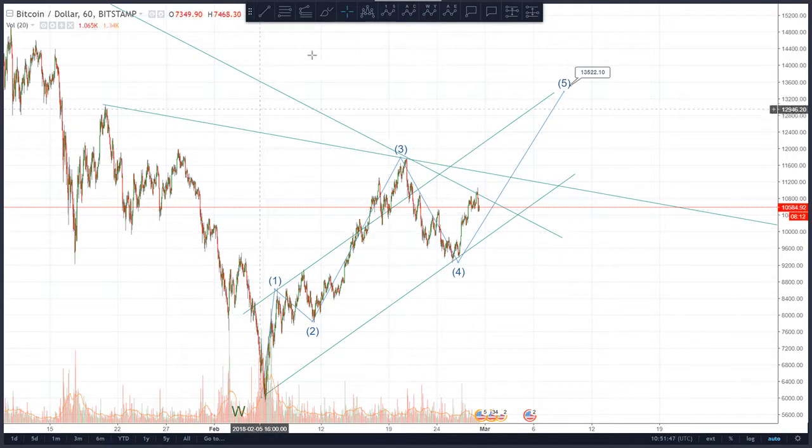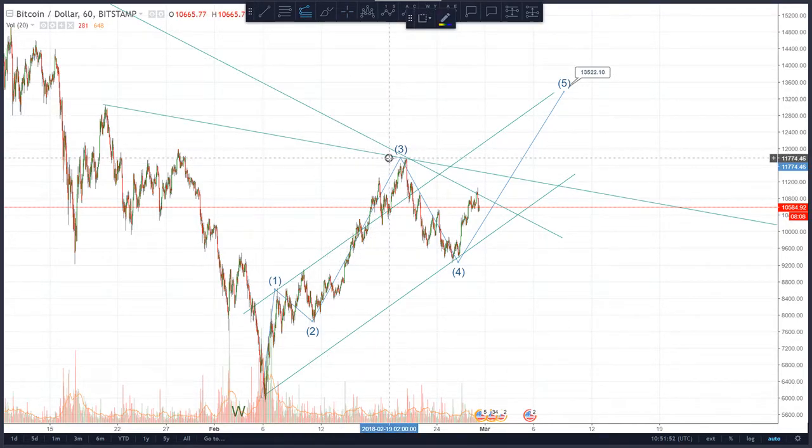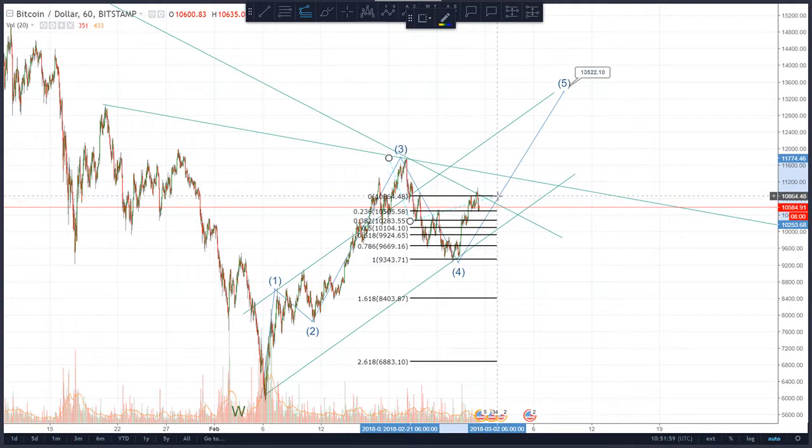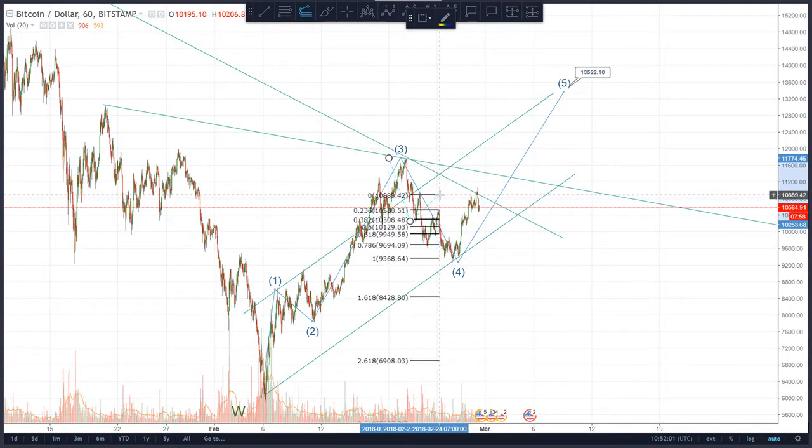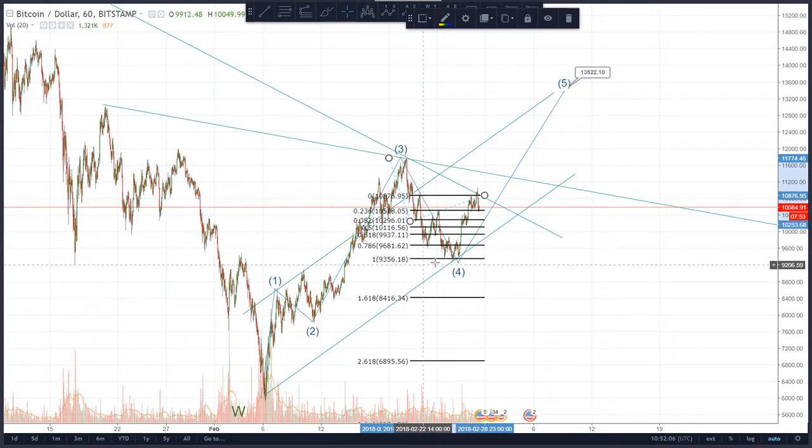Alright, so another way we can prove that this was a zigzag pattern: if that's A, B, C, so that's the first ABC, we do the X wave, so we do a fib extension from the X wave, and you can see the second ABC ended at a 1-to-1 ratio between the length of wave A and wave C, on a large ABC.